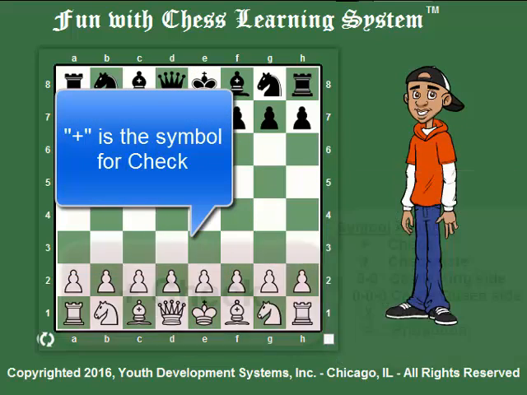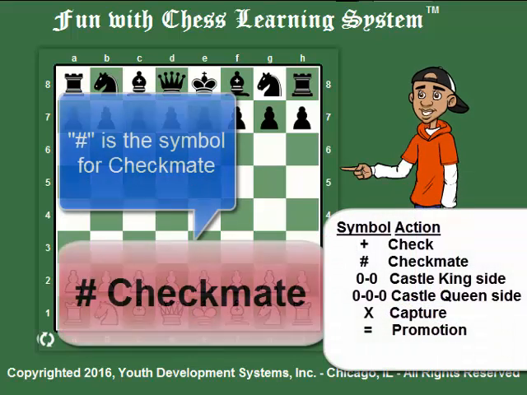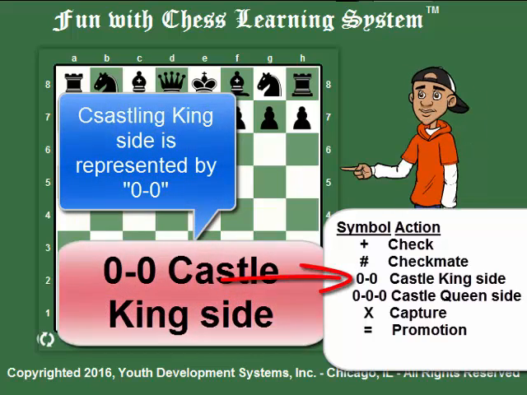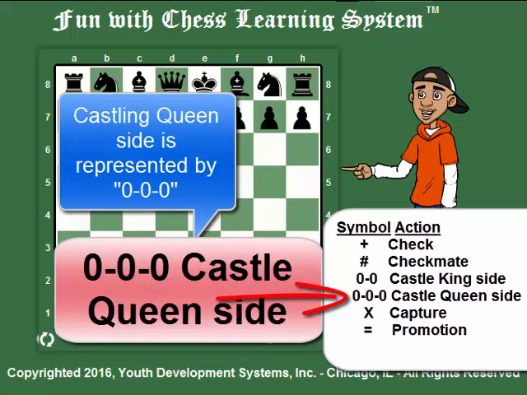Now, let's work on the symbols. A plus sign represents check. The pound sign is used to represent checkmate. Castling king side is represented as 0-0. Now 0-0-0 represents castling queen side.